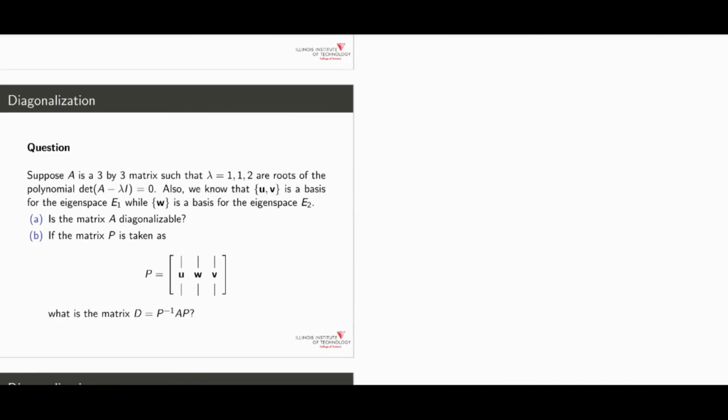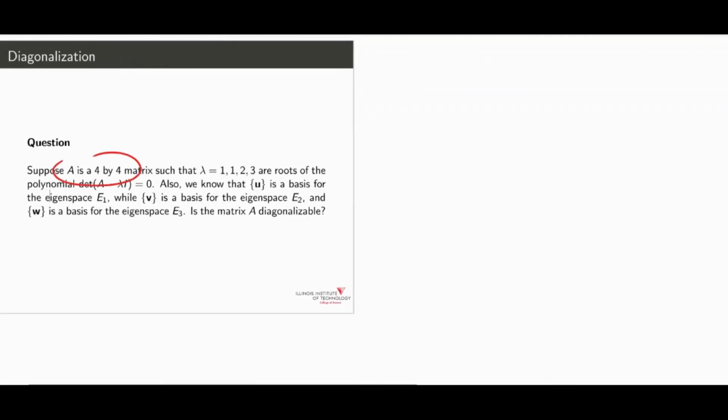All right, question number 1. If A is a 3 by 3 matrix and you have all these as your eigenvalues, and suppose we know that U, V is a basis for this eigenspace E1 and W is a basis for this eigenspace E2. First question: is the matrix A diagonalizable? And if it's diagonalizable, if you take a P like this, what is the matrix D? So that is the first question. Second question.